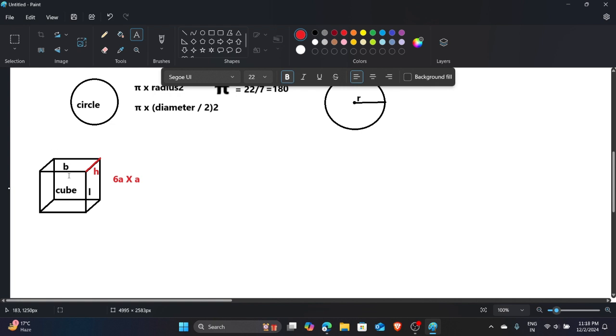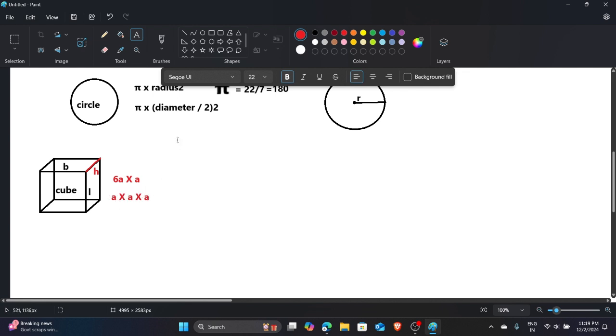Suppose you have a matchbox. In the matchbox there is a space where the sticks are kept. If you take out all the sticks, you see there is vacant space, and when you want to calculate that vacant space, that is the volume. It includes all its area. How much we can place in this box is the volume, and volume is a three-dimensional quantity. So it is nothing but a into a into a.